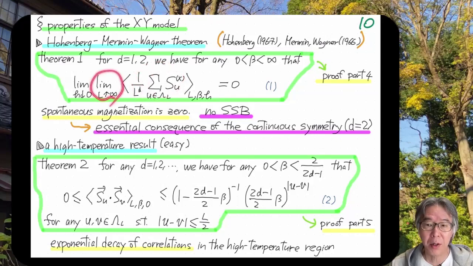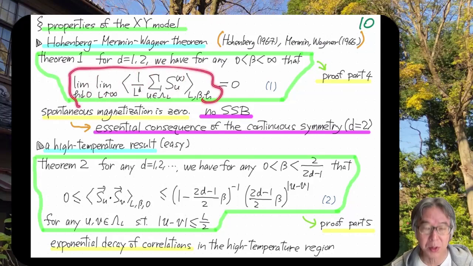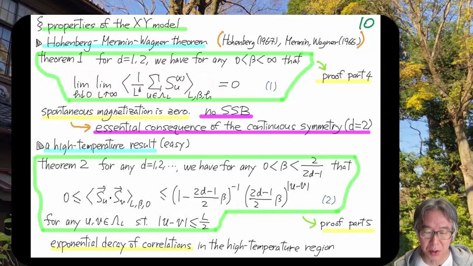You take the limit where L goes to infinity, the infinite volume limit, and then you let H go to 0. So this is nothing but the spontaneous magnetization. So this theorem says that spontaneous magnetization is vanishing at any temperature. And this is not surprising for dimension 1, because this was also the case for the Ising model. But in this case, even in 2 dimensions, we see that there's no spontaneous magnetization. So there's no spontaneous symmetry breaking.